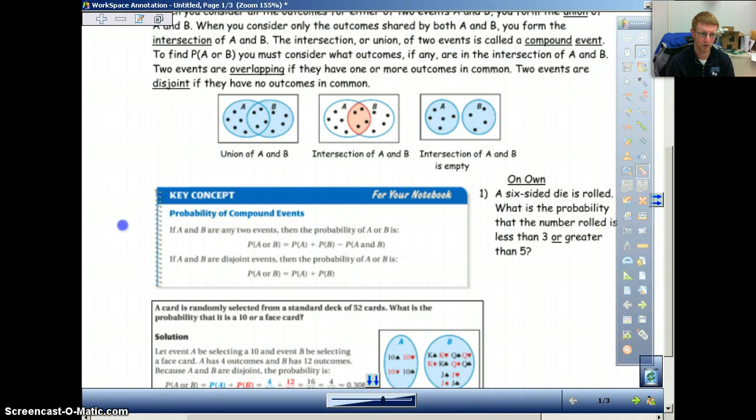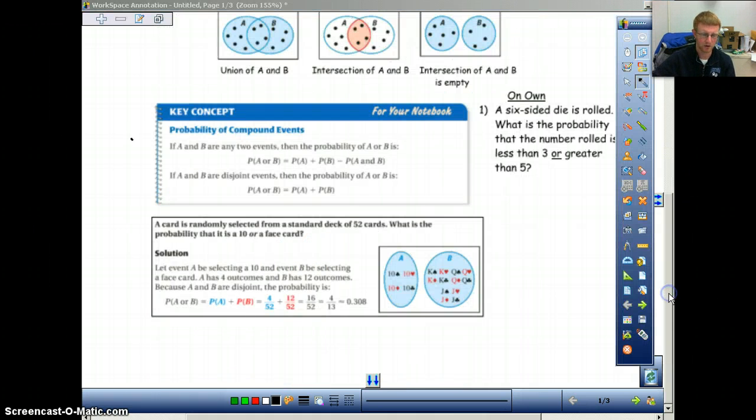And then for the disjoint, which is really the easiest, if there are no overlapping events, then it's simply the probability of A plus the probability of B. So let's look at this example so you can understand where we're coming from. A card is randomly selected from a standard deck of 52 cards. What is the probability that it is a 10 or a face card? We're trying to find the probability of an "or" event, one or the other. One event is a 10, so we have 4 tens out of 52. That's this part.